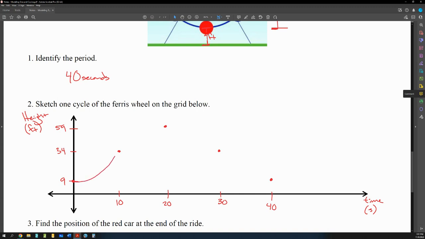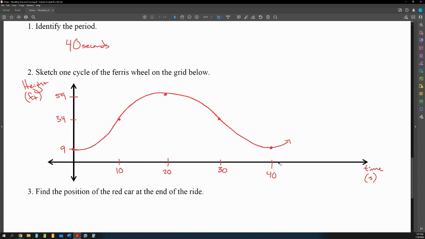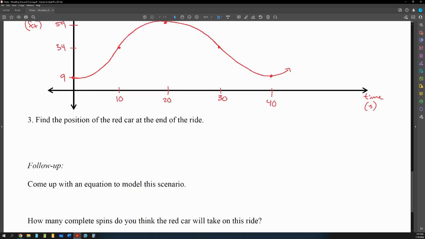This is a periodic function, and it can be modeled using sine or cosine. So we've got this graph here. Okay. I'm going to draw the arrowhead on the right-hand side of the graph because the ride continues beyond 40 seconds, but it does not continue on the left-hand side because the ride starts at 0 seconds. We can't have negative time.